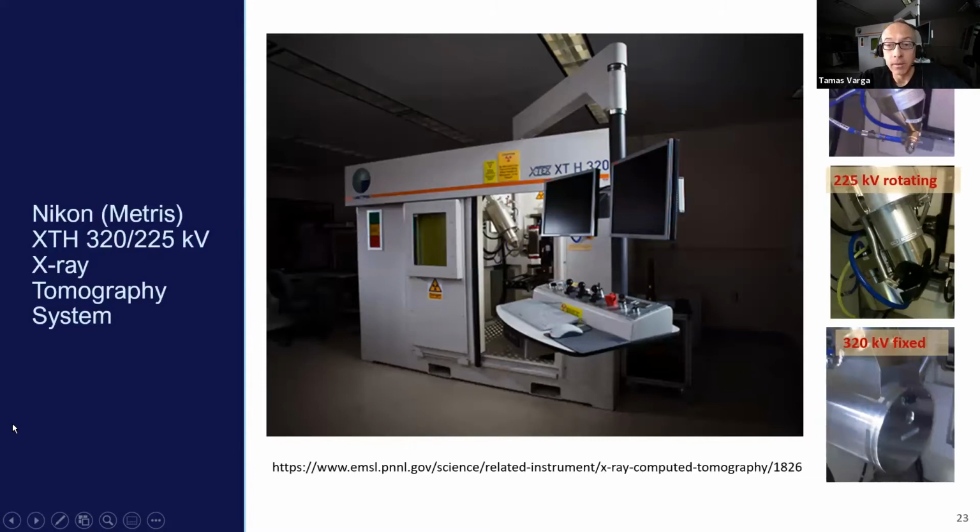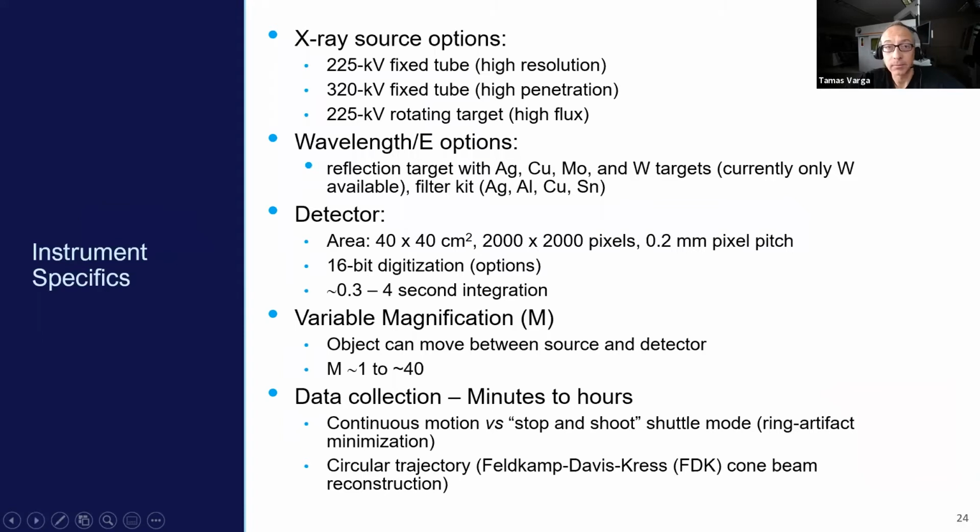The system I am responsible for at EMSL is this large cabinet Nikon XTH 320-225 system, which, as you can see in the image, has a large soil core on the stage, and this system has 3 different X-ray source options, as listed here. We mostly use the 225 kilovolt fixed target, which gives us the highest resolution, but we also have an option for higher penetration X-rays for dense large objects with the 320 kV.